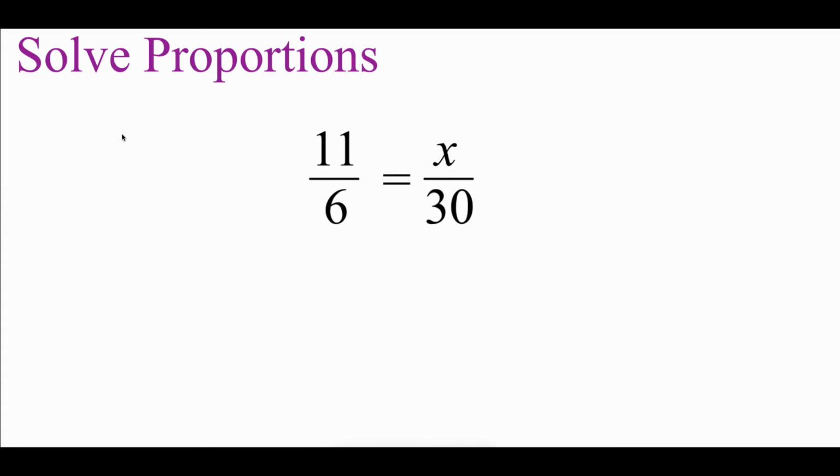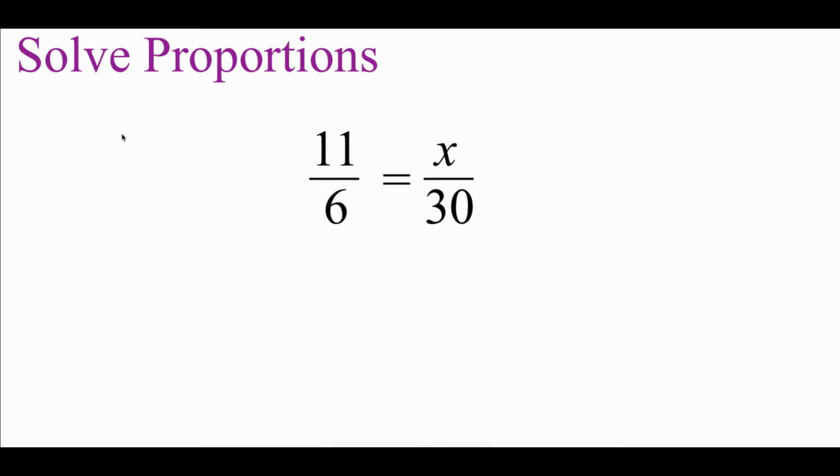Now, as we're looking at setting up proportions, a lot of times we're going to have an unknown value in our proportion. So in this case, we've got an X in here. And when you've got an unknown value in there, we typically try to solve to figure out what that value is. So we've got the equation 11 over 6 equals X over 30. And we're going to try to figure out what this X value is.